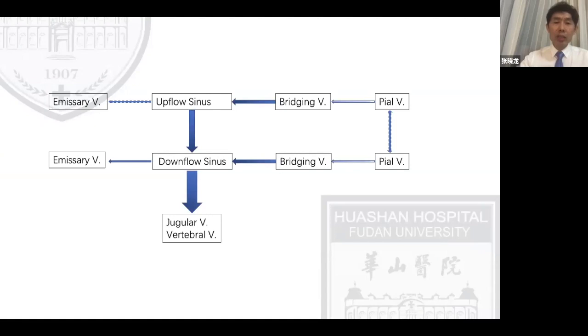As we know, this is the brain circulation: the pial vein goes to the bridge vein, the upflow sinus, the downflow sinus, and then to the jugular vein and vertebral vein, and then communicates with the emissary vein. That's the normal brain. But if something goes wrong at the bridge vein, or something is blocked at the upflow sinus, downflow sinus, or even the emissary vein, then a fistula will occur.